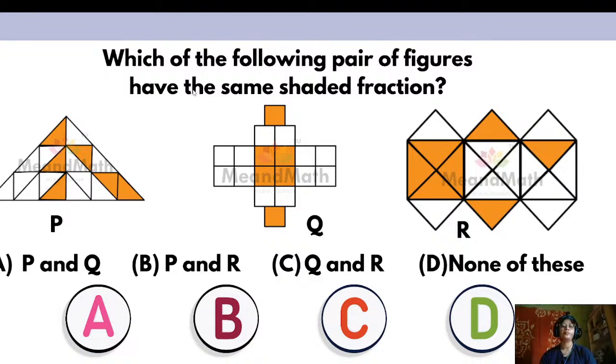So there are three figures, as you can see. We have P, Q, R. Now, which of the following pair of figures, out of these three, any two figures have the same shaded fraction? You have to tell us which is that. Is it A, P and Q, B, P and R, C, Q and R, D, none of these? Which one is it? Let's see.